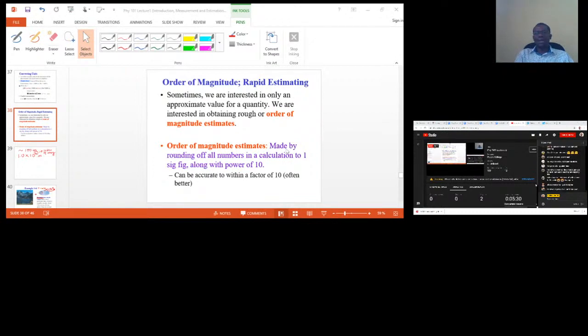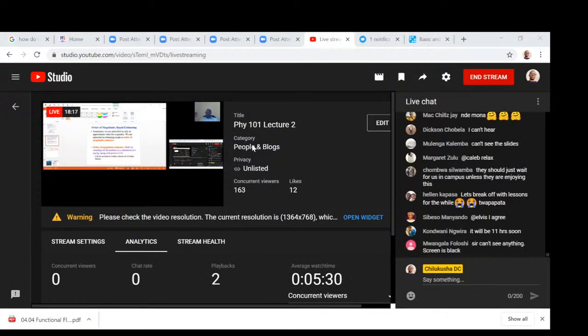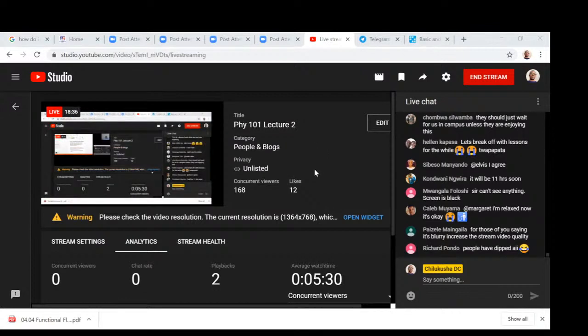So here is where I explained. For instance, if you say that the length of a football pitch is 100 meters, then you can express this 100 meters in scientific notation as 1.0 times 10 to the power 2 meters. So 10 to the power 2 is actually the order of magnitude. That is what is referred to as the order of magnitude.